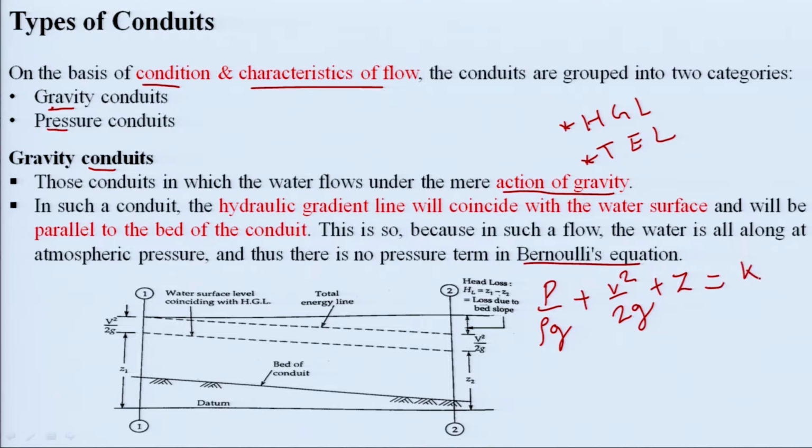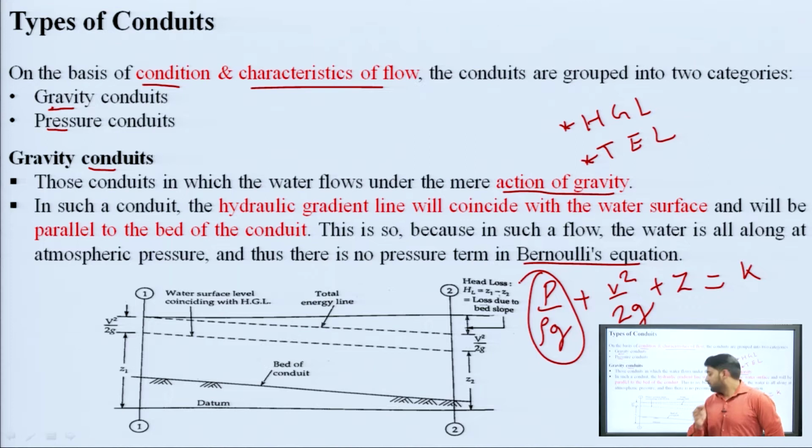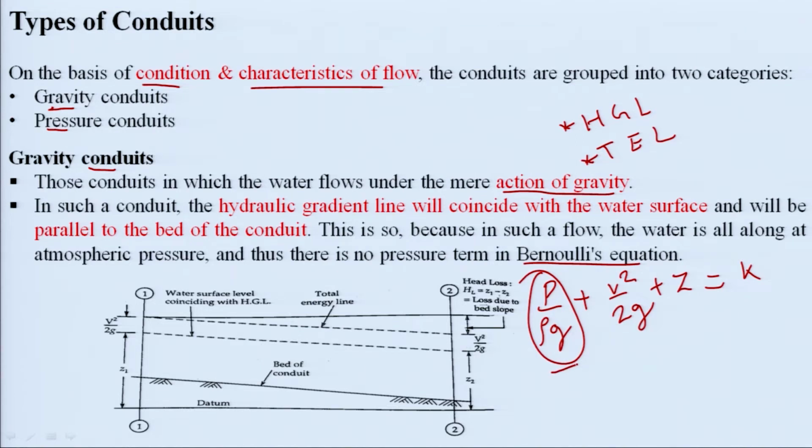So, here in gravity conduits, the water is flowing under the action of gravity. It means here the pressure head will be 0, and by adding pressure head and datum head we get the hydraulic gradient line. So, as this head is 0, by simply representing the datum head we will get our hydraulic gradient line, which can be seen from this figure.